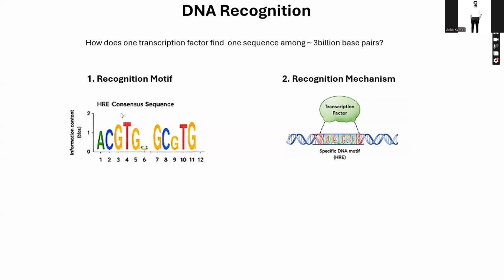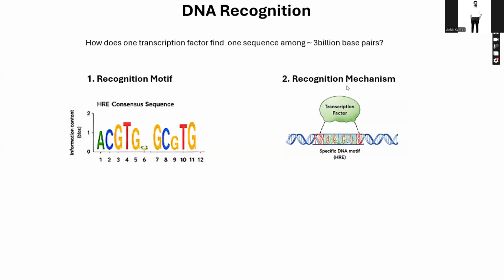So if you see here, the recognition motif is, as you can see, 6 base pairs together, like ACGTC or GCGTG, something like that. What happens is this transcription factor first reads these 6 base pairs, and that is called the recognition motif. From there the transcription factor will bind, and then that will recruit the RNA polymerase.